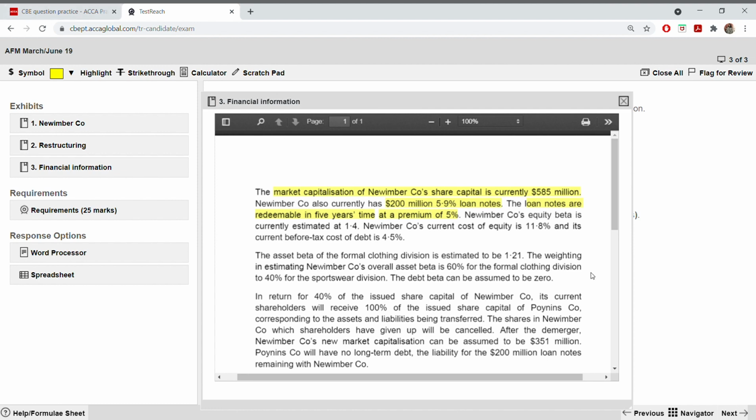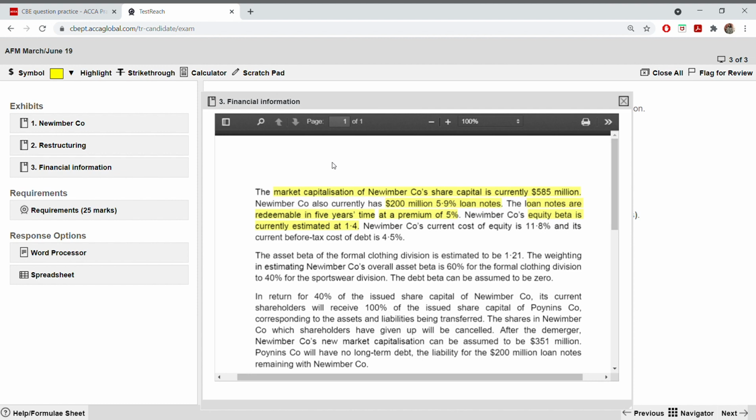New member company's equity beta is currently estimated at 1.4. Equity beta is very important. Now, why is equity beta given? Even for acquisition and merger you see the same thing. It's like you're doing an acquisition and merger question, but here it is demerged, not merged. That's what you have to understand. The equity beta is given to you to do what? To find cost of capital. You need cost of capital, otherwise how will you discount the free cash flow?